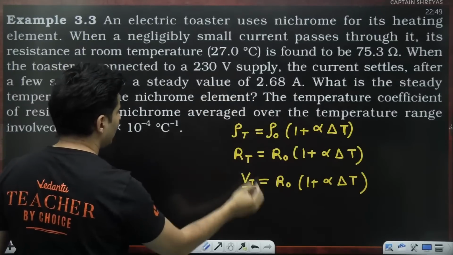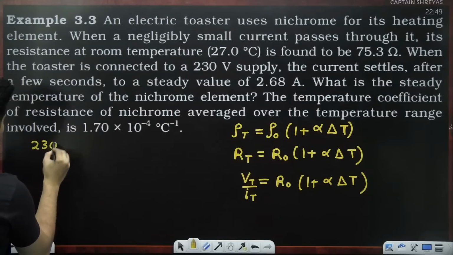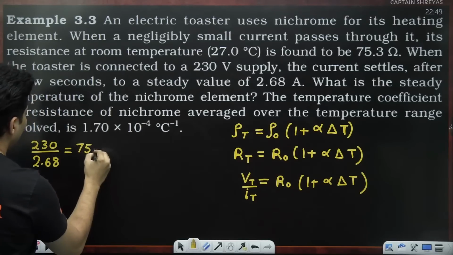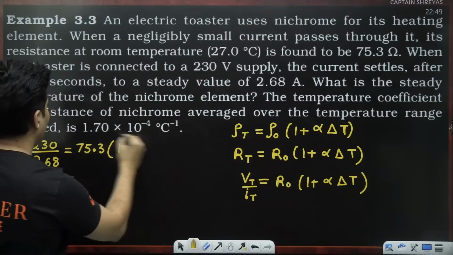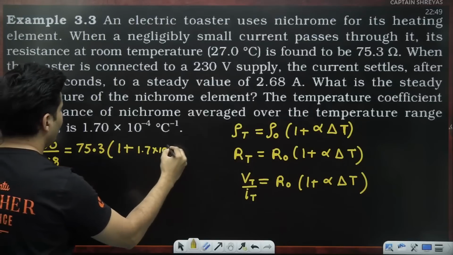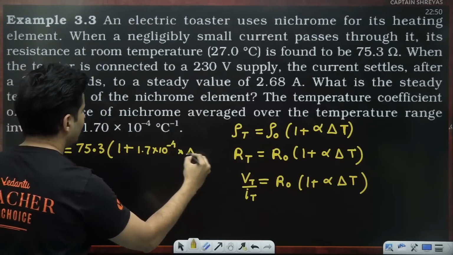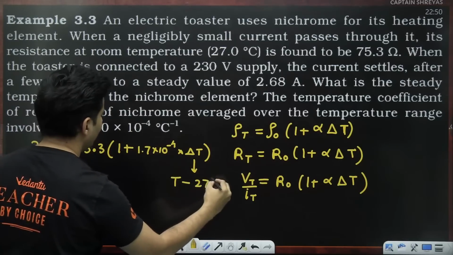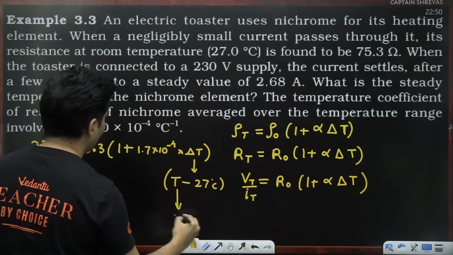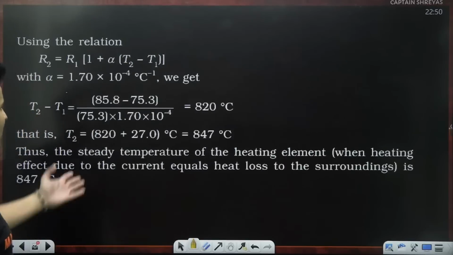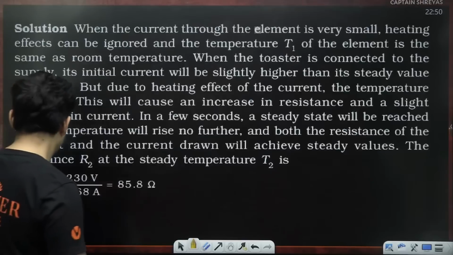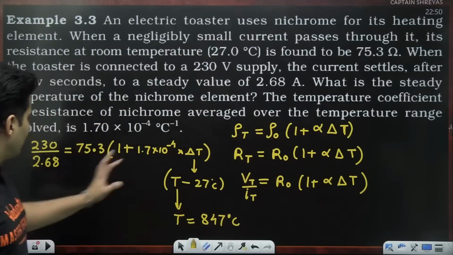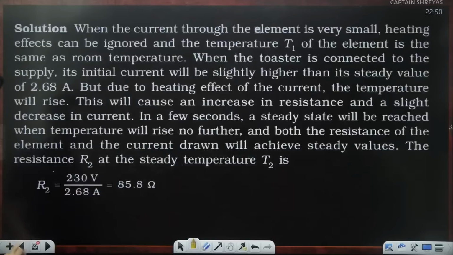230 volts, this much current is at that new temperature, so put 230 over here. Current is basically 2.68. Original resistance 75.3, times 1 plus alpha, which is also given, 1.7 times 10 to the power minus 4, into delta T. What is this delta T? Actually, final temperature minus original temperature, which is 27 degrees Celsius. So from this, you will get the temperature. The temperature comes out to be 847 degrees Celsius.